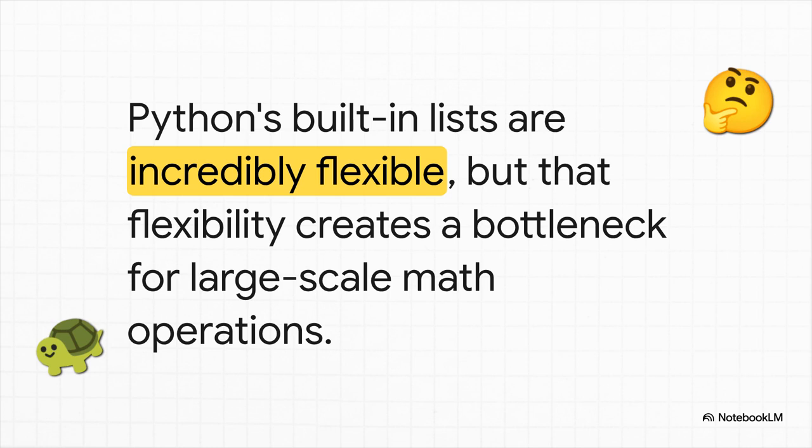Lists are awesome because they're so flexible, right? You can mix numbers, text, whatever you want. But that flexibility comes with a huge price tag. Every time you do math, the list has to stop and check the type of every single item. For huge operations, that creates a massive bottleneck. It's just not built for speed.